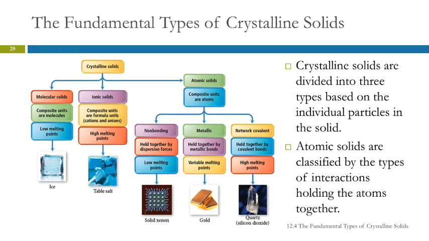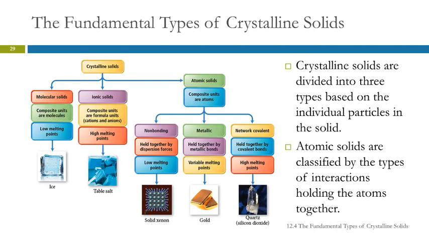So this chapter, we're focusing on solids. And so here we're going to look at the different types of crystalline solids. This flow chart gives us an overview of crystalline solids. We can divide crystalline solids into molecular, ionic, and atomic solids, based on what the individual particles are. In a molecular solid, the individual particles are molecules.